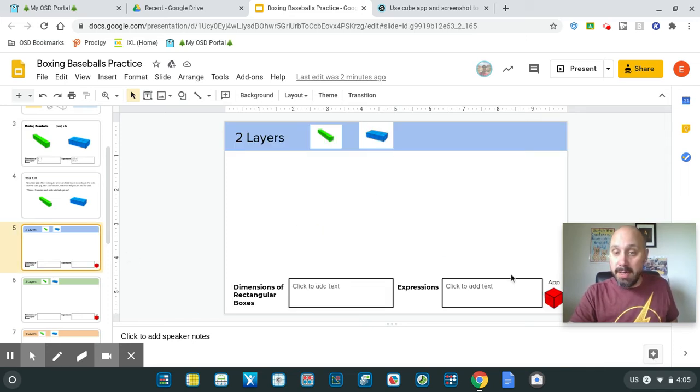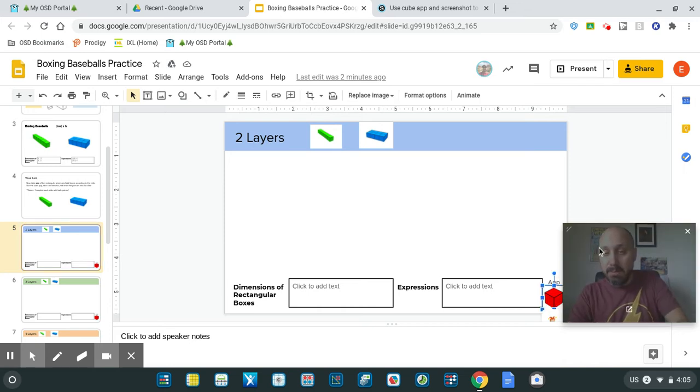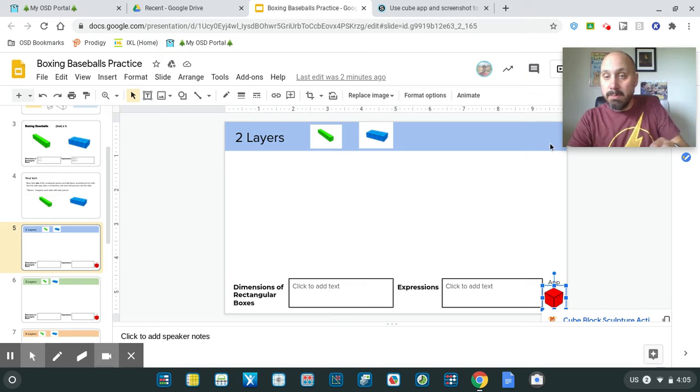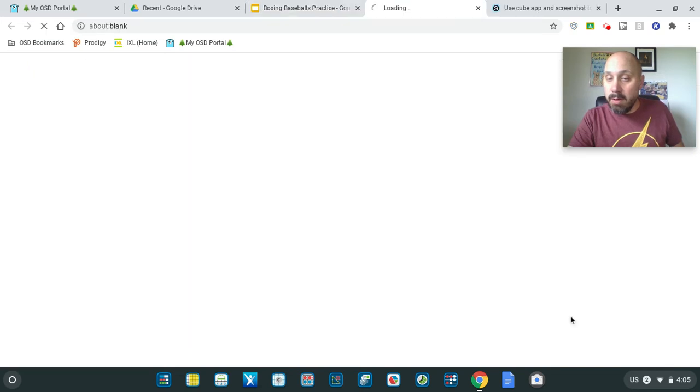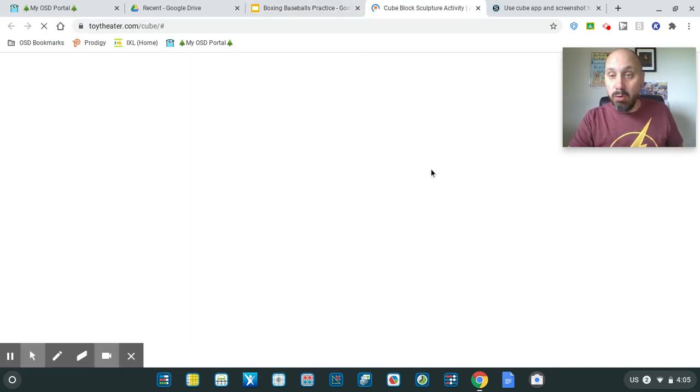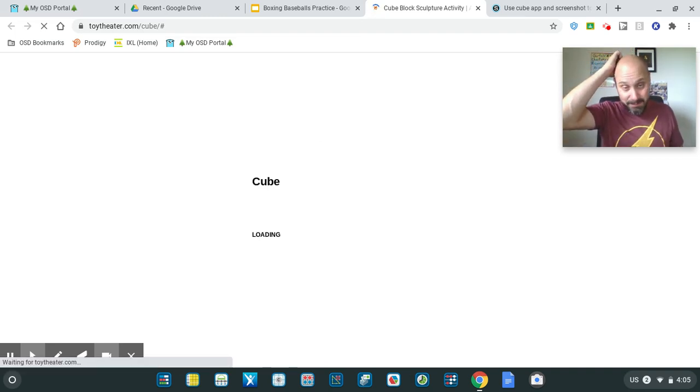So I want to click the Cube app here, this red button near my picture. I need to move my picture, so I'm going to go up top. Mr. Mac, you're going up top. All right, so when you click this red cube, the link will drop down below, and it will take you to the Cube app that we've talked about before in previous lessons.